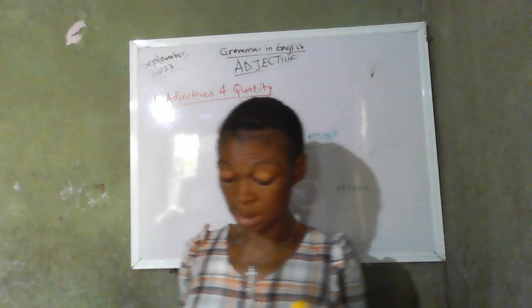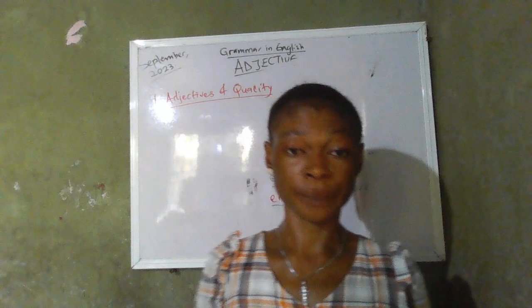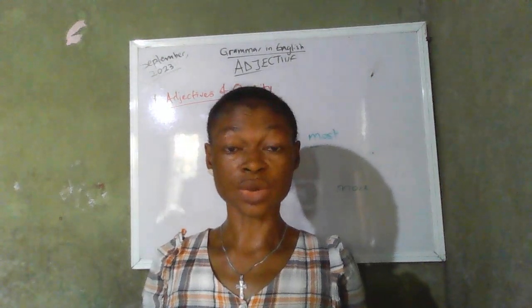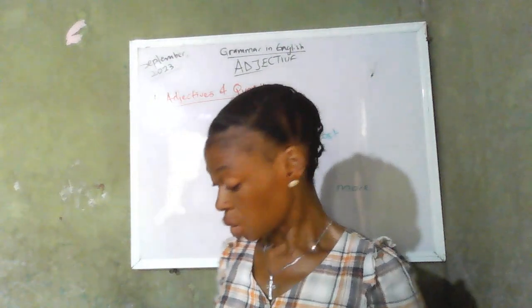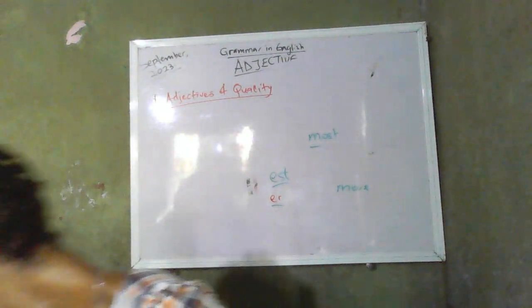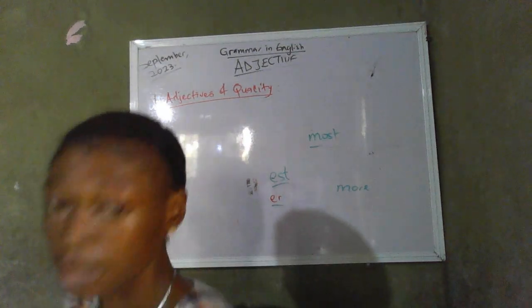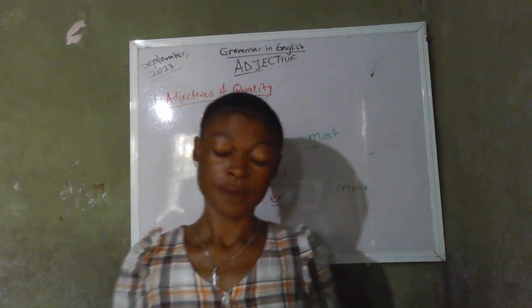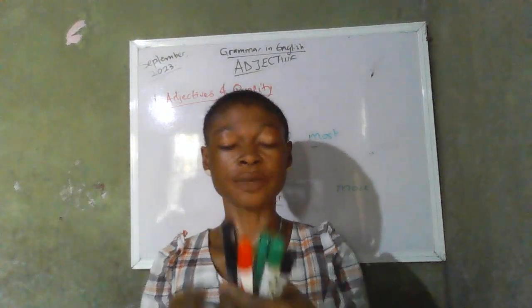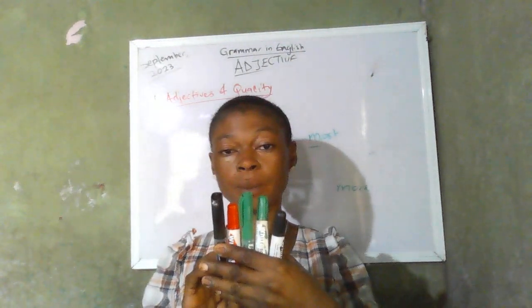Now, further into the types of adjectives, we have adjectives of quantity. They tell us how many objects are being described or referred to. Here I have 5 markers. Yes, I have 5 of them over here. I have 5 markers here.